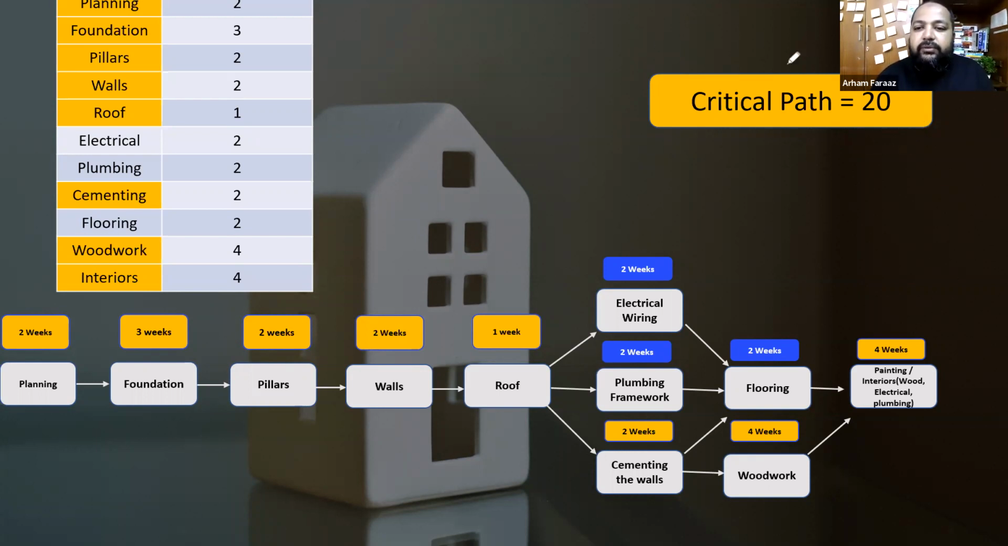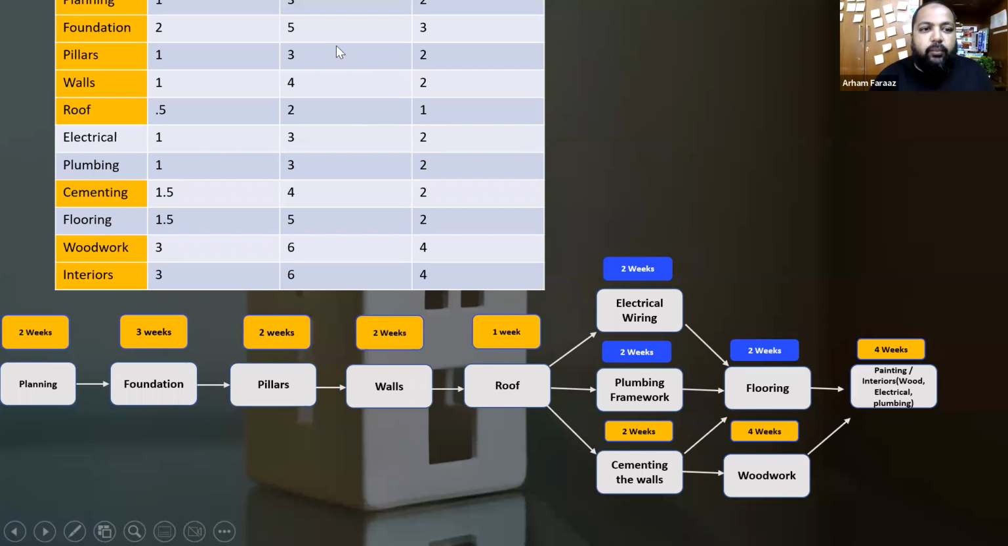Now let's see what happens when we go to the 3-point estimation. In the 3-point estimations, we are again having, let me just make this more visible.